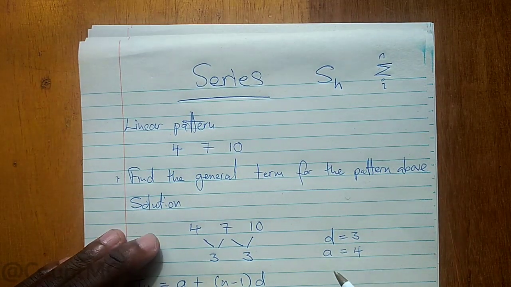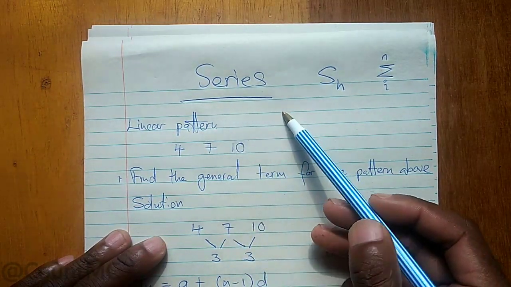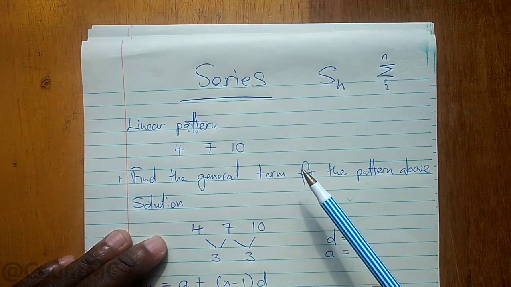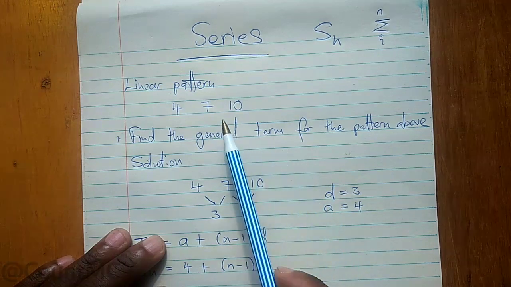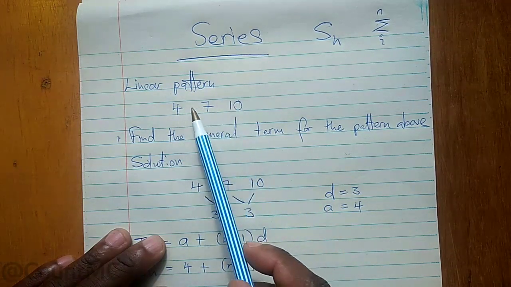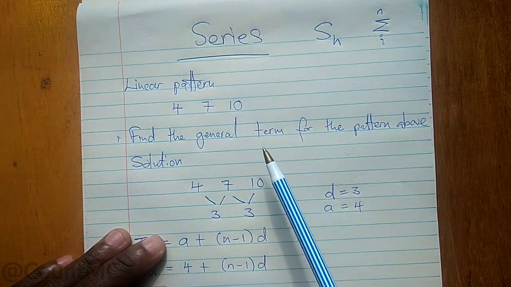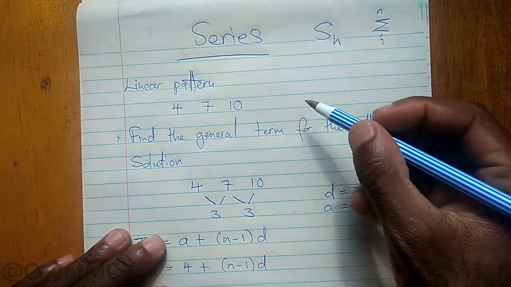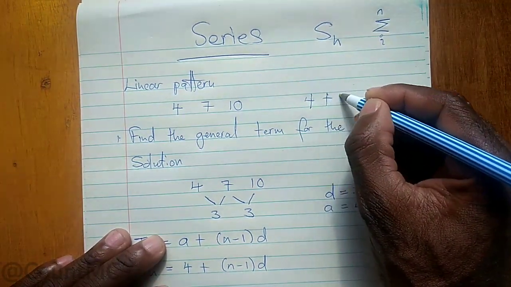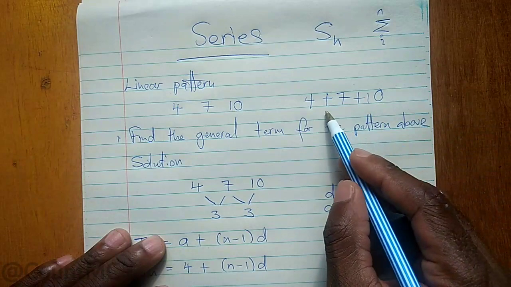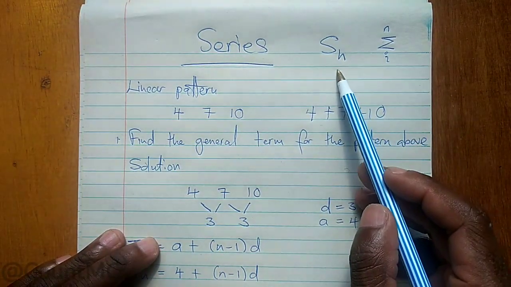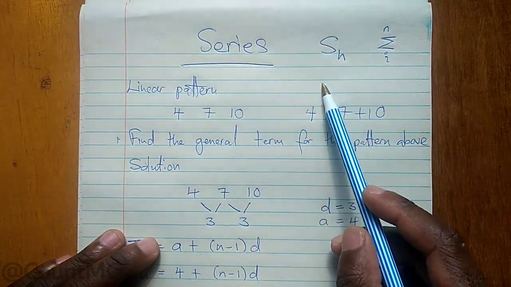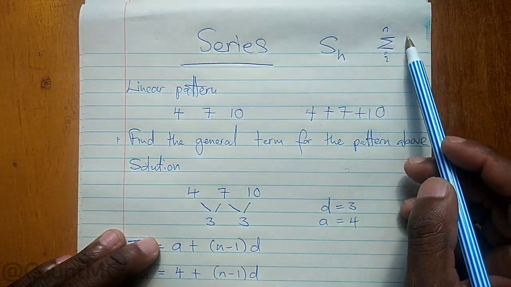Hello guys, let's talk about series. By definition, series are just terms of a number pattern when you are adding them together. If you write 4 plus 7 plus 10, now that's a series. So that's what we'll be talking about. We shall introduce this series notation and we shall introduce the sigma notation.